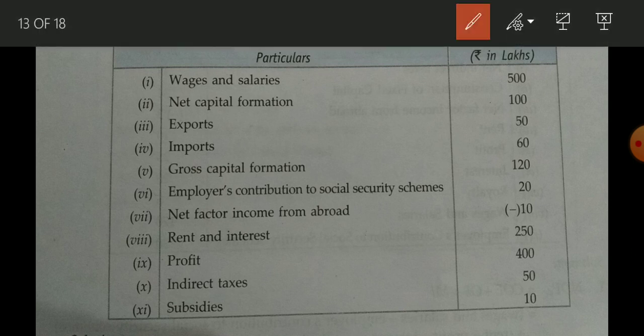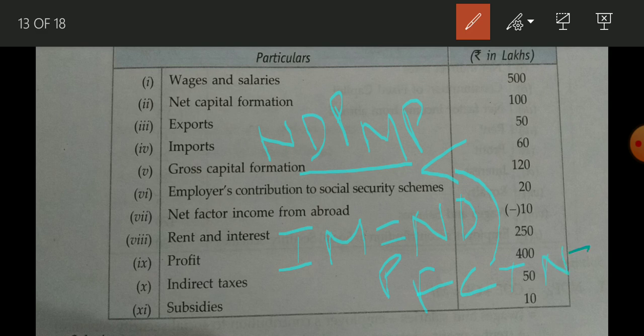Let me discuss. So for getting NDP/MP, whenever we use the income method, what do we get? We get NDP/FC. And what do we have to find out? NDP/MP. It means we are moving from factor cost to market price. So to NDP/FC we have to add NIT. When we add NIT, we get NDP/MP.